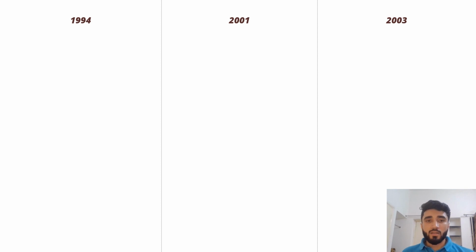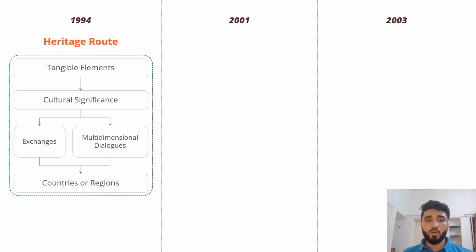So talking about the definitions, the first 1994 definition talked about a heritage root that is composed of tangible elements of which the cultural significance comes from exchanges and a multi-dimensional dialogue across countries or regions. And this cultural heritage route illustrates the interaction of movement along the route in space and time.